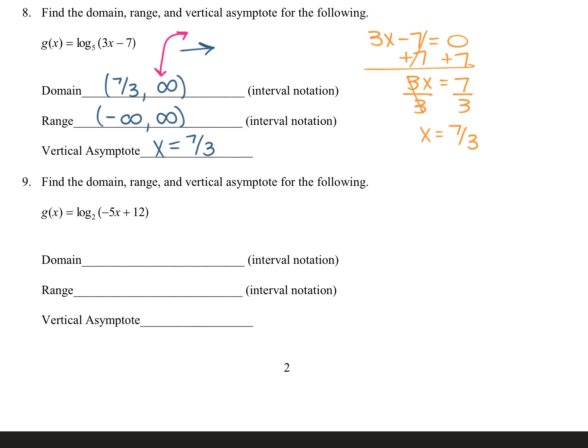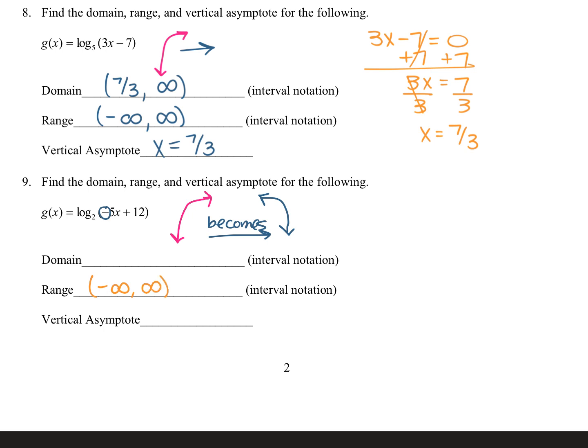For number 9, you have g of x is equal to log base 2 of negative 5x plus 12. First off, you would have a line that looks like this. So, do you have any transformations that are reflecting here? You have a negative in front of that 5. It's not in front, it's inside with the x, so that reflects horizontally, side to side, which means you're going to turn into this. So it becomes that. Automatically, what's your range? All real numbers, so from negative infinity to positive infinity.